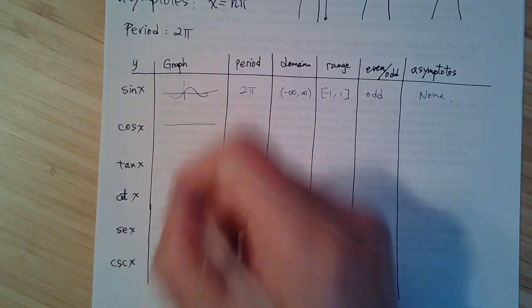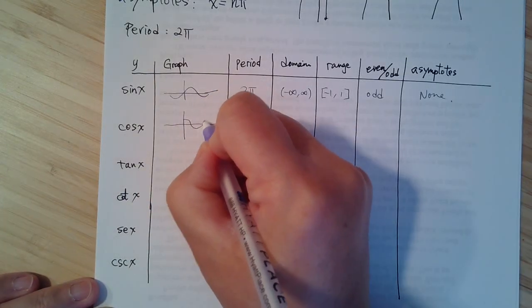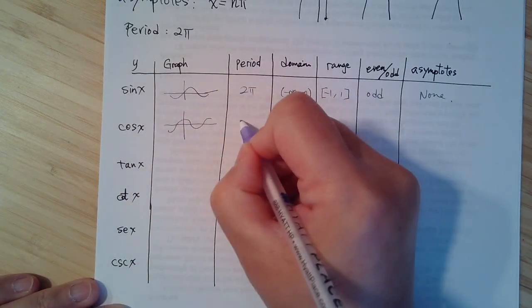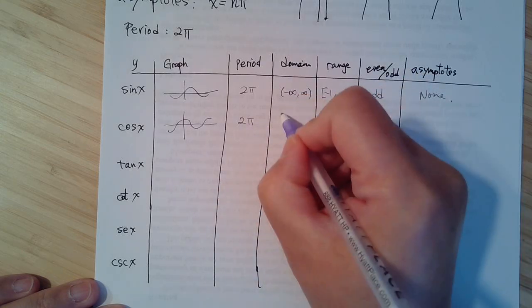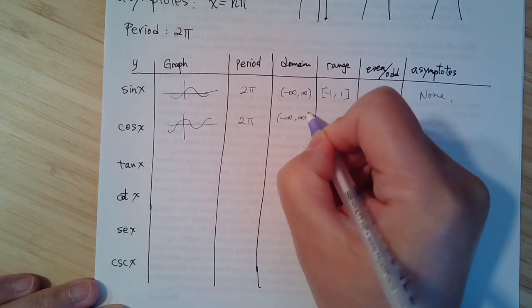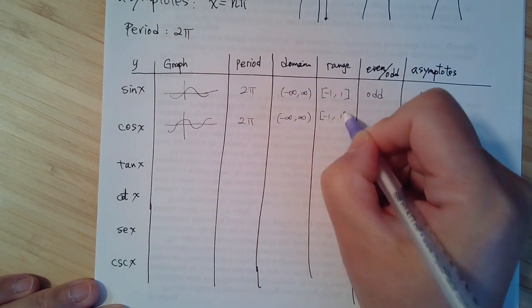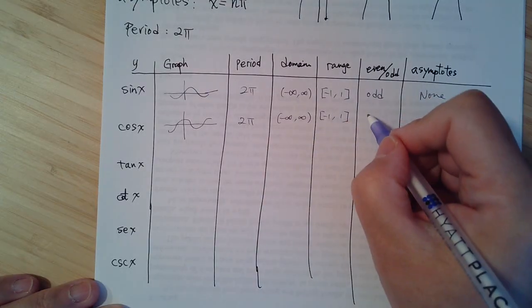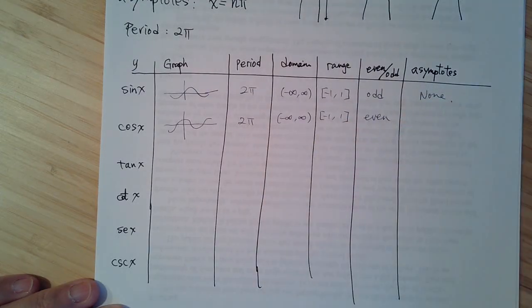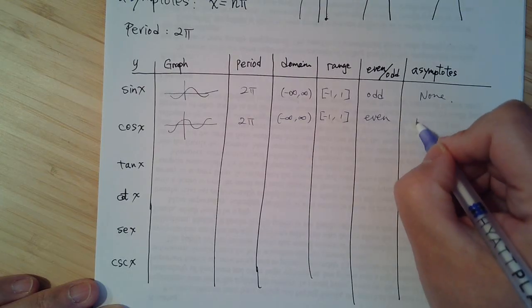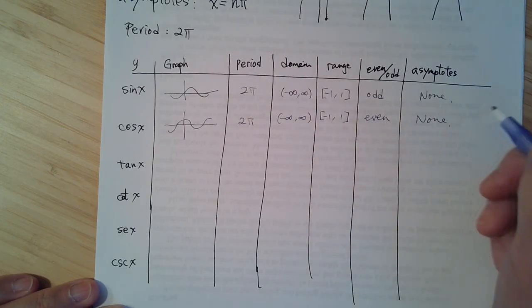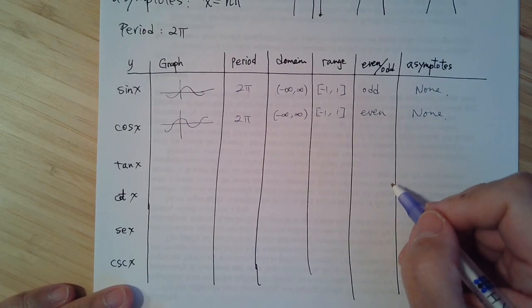Cosine goes like this. And the period is also 2 pi. The domain is the same. The range is also from negative 1 to positive 1. And is this even? And what about asymptotes? Asymptotes, none.